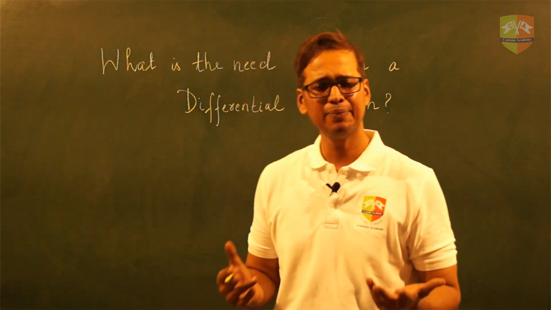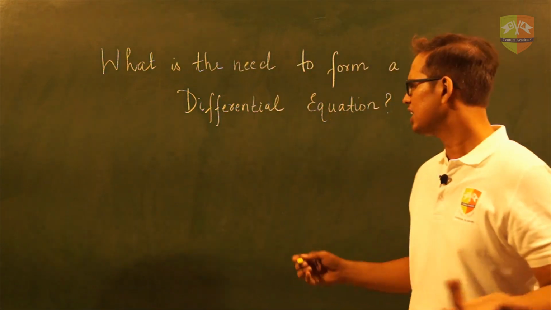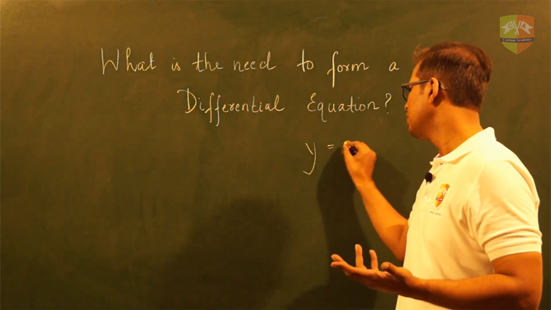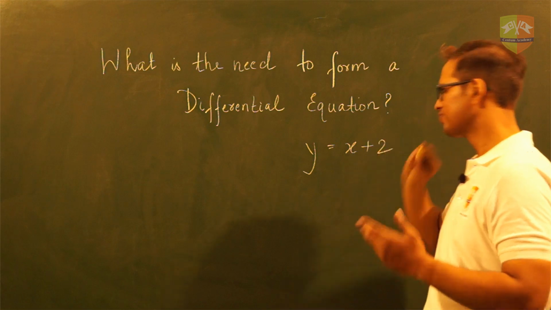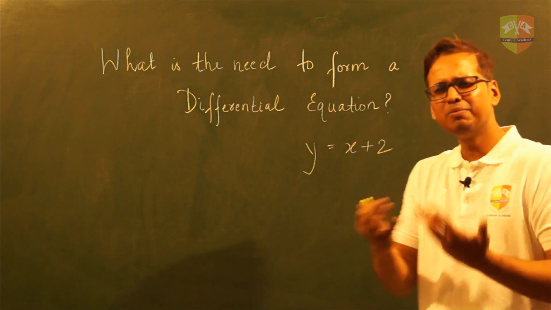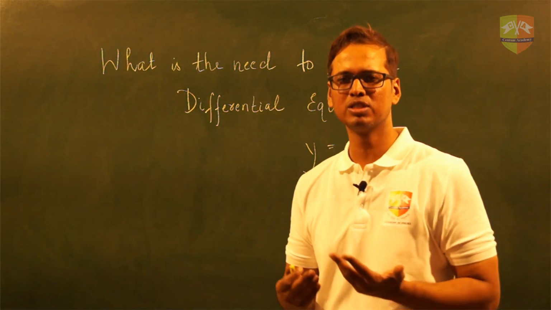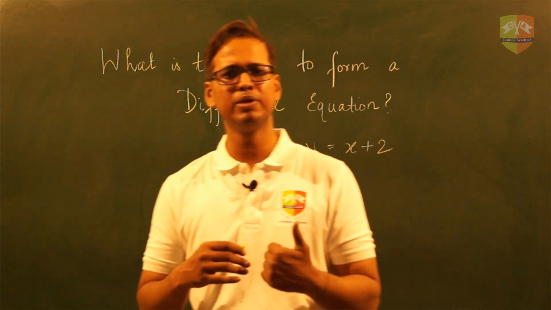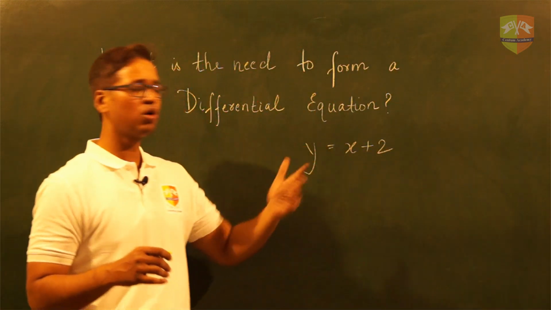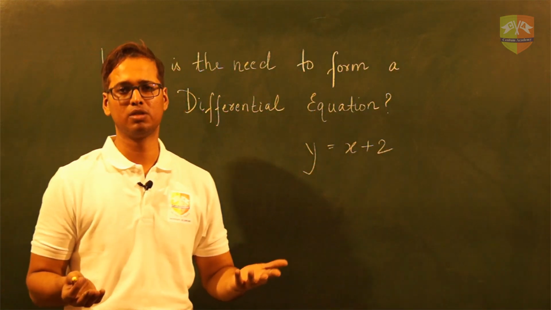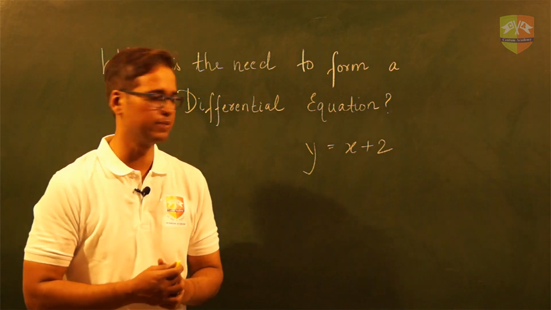So when we say the equation of a straight line is y equal to, let's say, x plus 2, what do I mean by it? Now let us understand this, because if we are able to answer this, we'll be able to answer the fact why at all a differential equation is formed. What was the need for a differential equation?